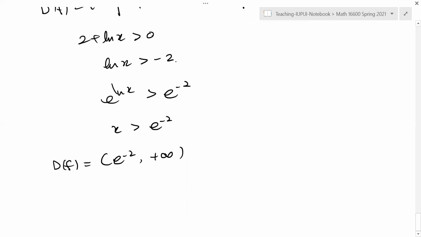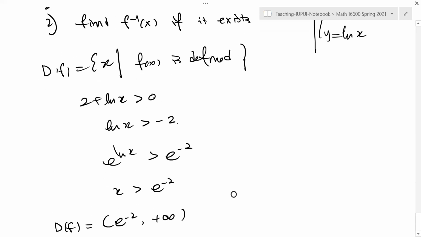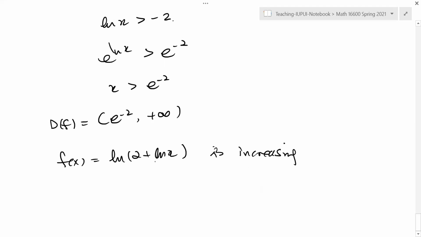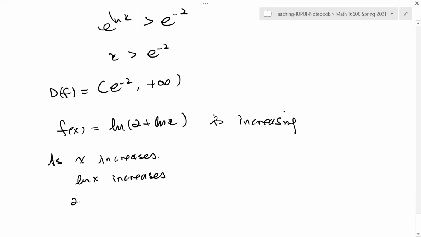Now, why does this function have an inverse? I think the function has an inverse because this function is increasing. Why is it increasing? As x increases, natural log of x increases, so does 2 plus natural log of x.